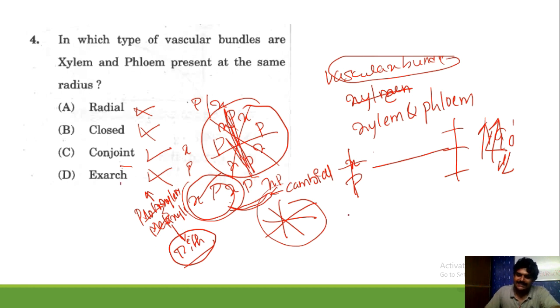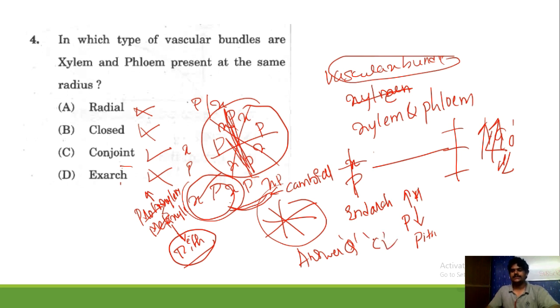I will put another thing here. Besides exarch, there is another arrangement called endarch. You all know that it is vice versa of exarch, where the metaxylem is towards the periphery and the protoxylem is towards the pith or the center. Okay, pith or the center. So the answer for this question at last is option number C, right? Okay, fine.